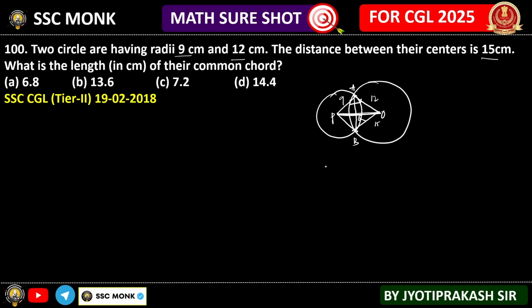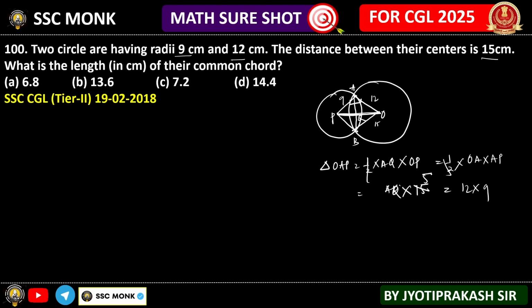So I can write area of OAP is half into AQ into the base OP, or this is a right angle triangle, so it can be written as half into OA into AP. AQ is unknown, half gone, so AQ multiplied by OP, 15, is equal to OA 12 into 9. 3 5s are 15, 3 4s are 12. So I can write AQ is equal to 36 by 5, which is equal to 7.2.